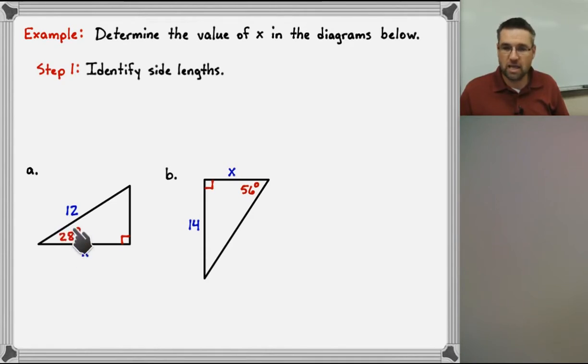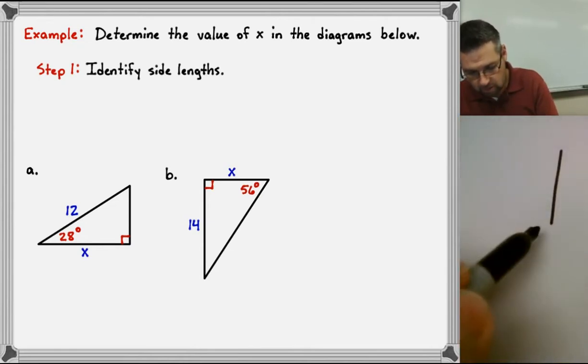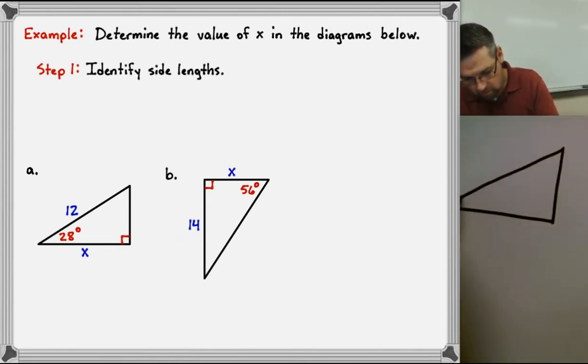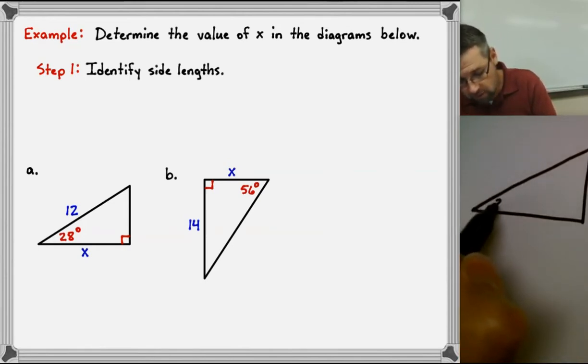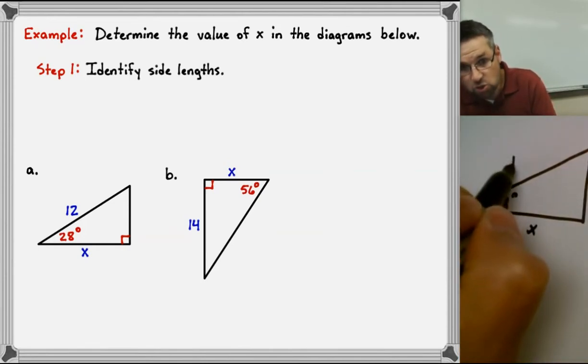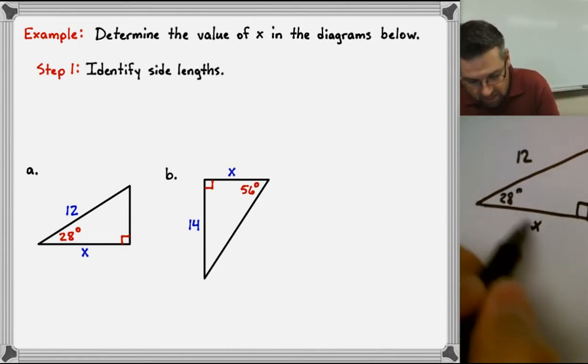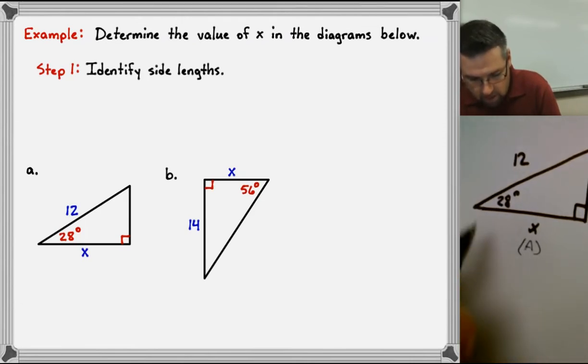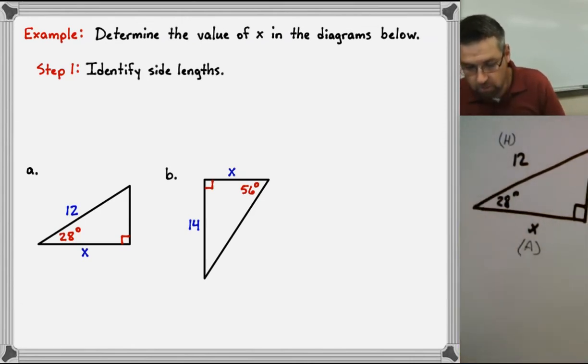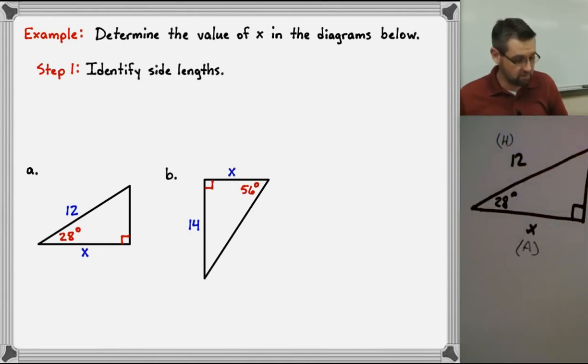And that is based on the angle that's given. So since the 28 degrees is given, we're going to identify the thing that I want and the thing that I have. Well, what's the thing that I want? The thing that I want, the x, is the adjacent side, right? Actually, let me go ahead and draw a picture of this. All right, so I've got 28 degrees, I've got x, and I've got 12. Well, which side is the adjacent? The x is the adjacent side, so I'm going to put an A there. And the 12 is the hypotenuse, so I'm going to put an H there, okay? So that's step one, identify the side lengths.